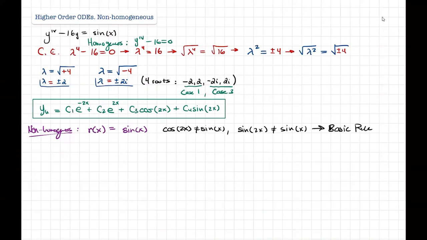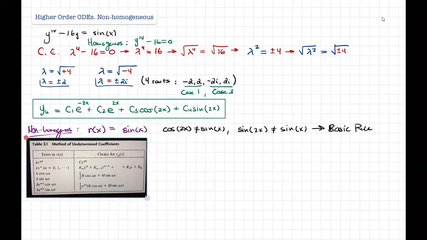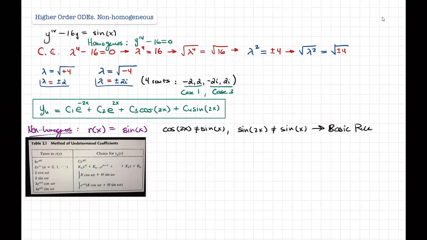So using the basic rule, I'm gonna paste my table here to select my YP. According to this, my corresponding YP equals K cosine of x plus M sine of x. And remember, when we did this, we need to apply this into our original equation. So I need to find all the way up to the YP fourth derivative. So let's find each one of those.